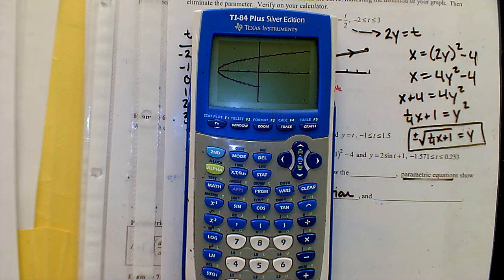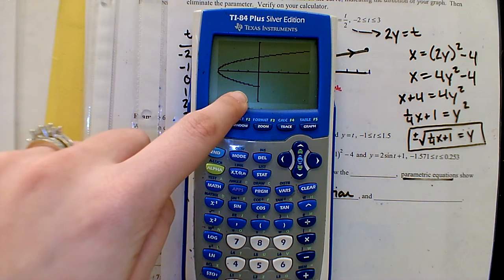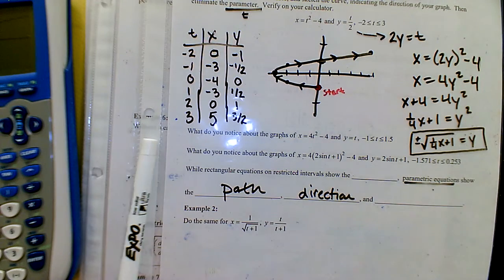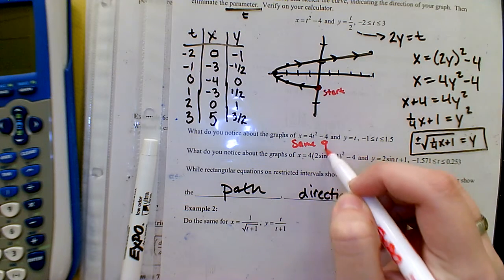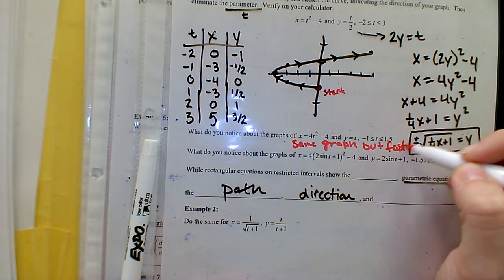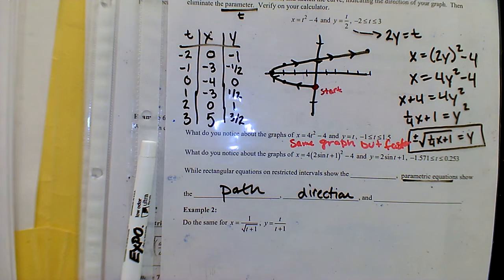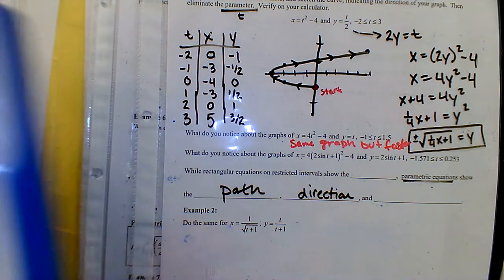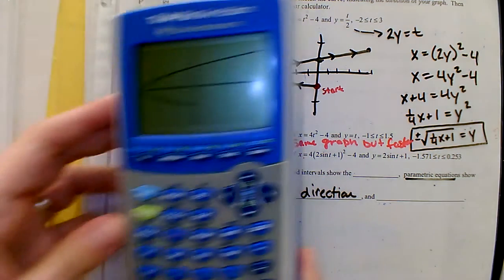What do you notice? Isn't it the same picture we had before? Right? But didn't this one graph faster than the other one, even though the t-steps were the same? Right? Okay, so what do you notice about the graph? We can say same graph, but faster. Because we had the same t-step for both of them, but this one, the calculator was able to graph more quickly. Let's go ahead and try the other set.